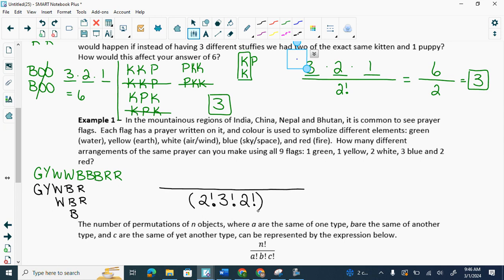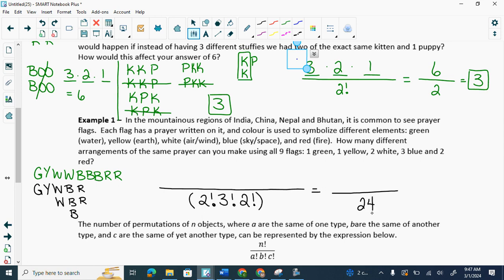Now multiply those out. 2 times 3 factorial times 2. Do you need a factorial if it's actually a 2? No. Because 2 factorial is 2 times 1, which is 2. So it's 2 times 6 times 2, so you should be getting 24. So on the bottom you have 24.